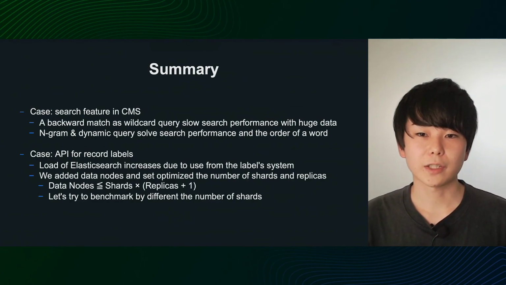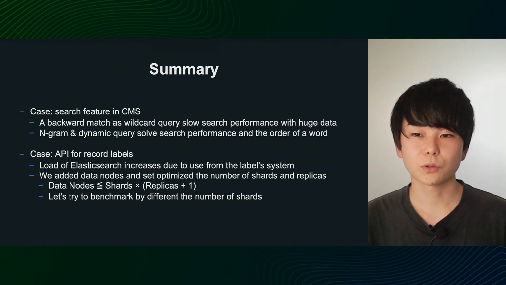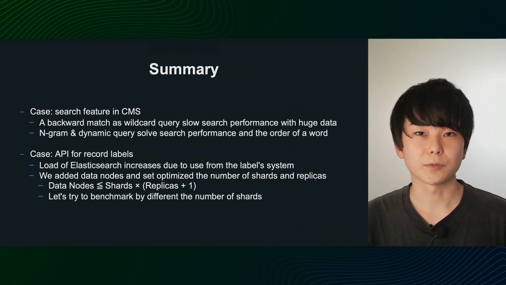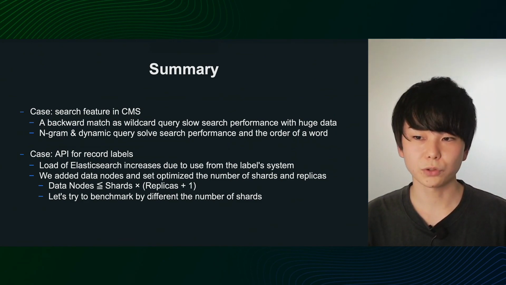Finally, let me summarize. In the improvement of the search function of CMS, wildcard queries, including backward matching, had performance problems, so we changed to match queries of the text type. However, since dictionary-based tokenization is difficult for data with short sentences and proper nouns such as music data, we used Ngram to guarantee the order of the string through dynamic queries.